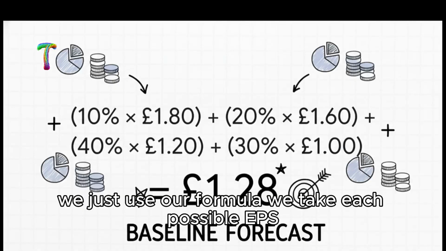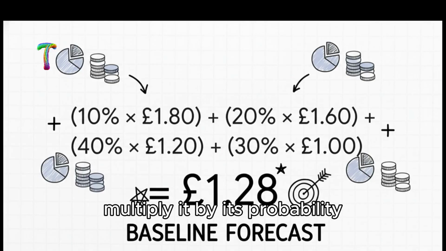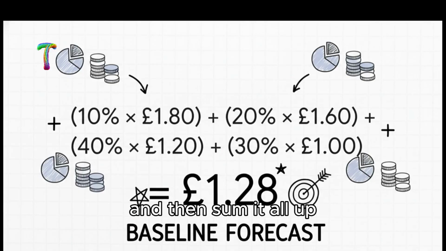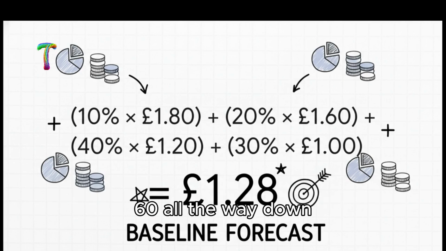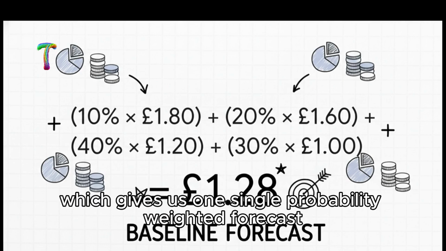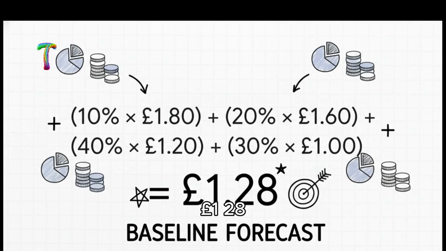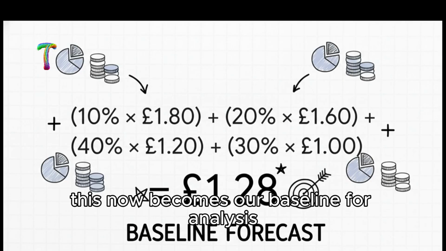We take each possible EPS, multiply it by its probability, and then sum it all up. So that's 10% times £1.80 plus 20% times £1.60, all the way down, which gives us one single probability-weighted forecast, £1.28. This now becomes our baseline for analysis.